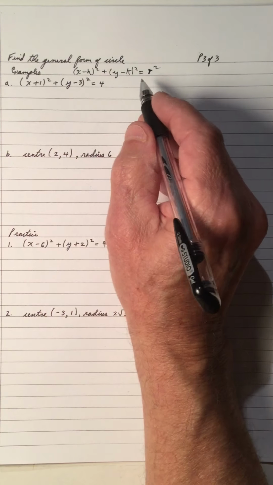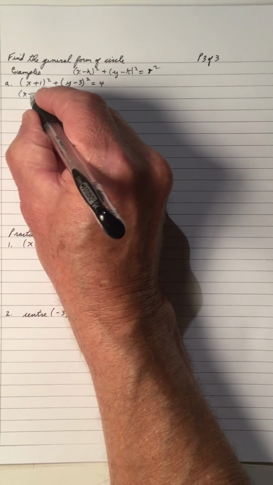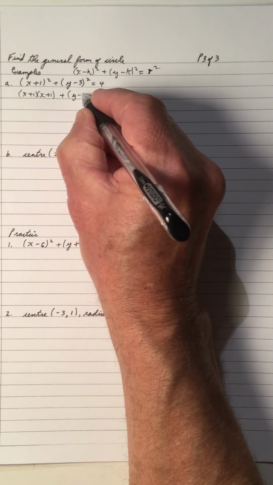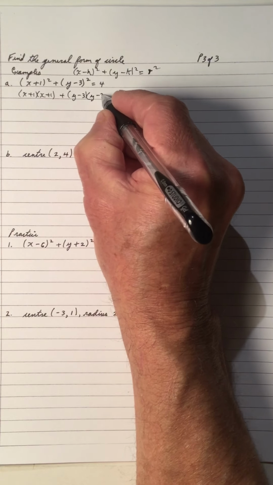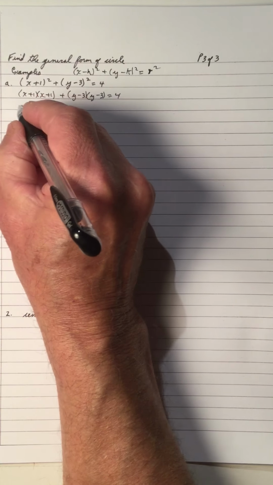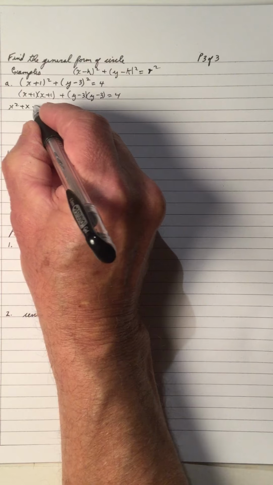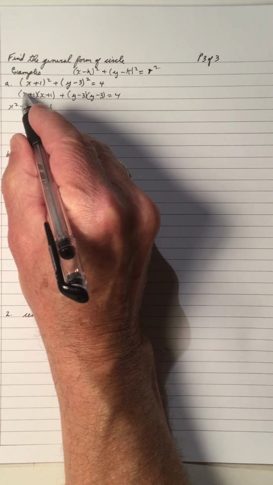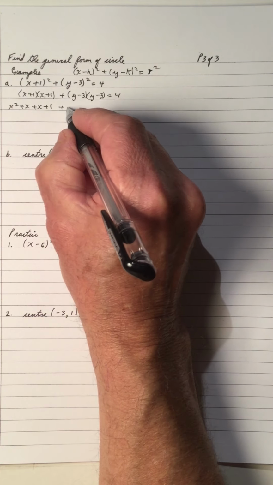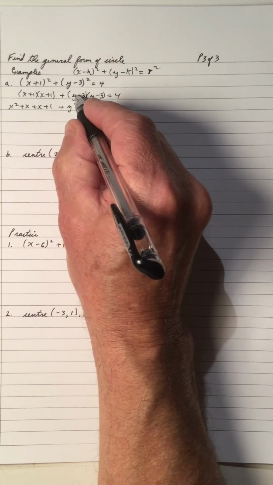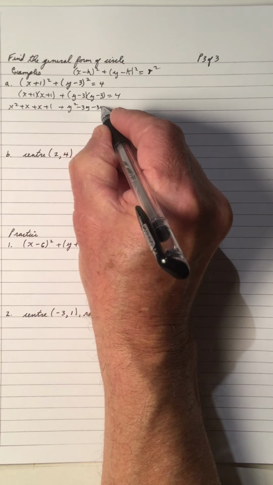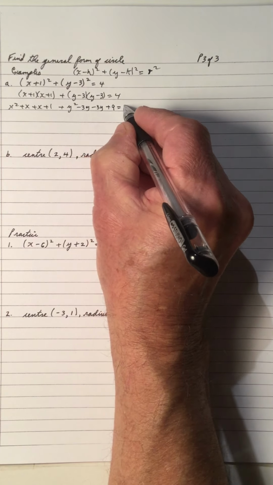So to change this to the general form, we have to square both binomials. We have to get rid of the square. So x plus 1 squared is x plus 1 times x plus 1, which is x squared plus x plus x plus 1. We do that by FOIL: first, outside, inside, last. And right here, we do FOIL again. Y times y is y squared. Y times negative 3, negative 3y. Negative 3 times y, and negative 3 times negative 3 is 9.